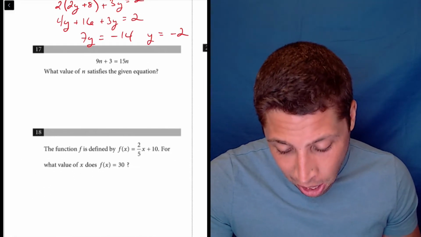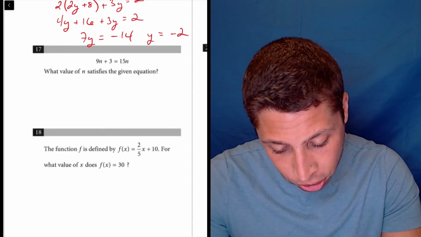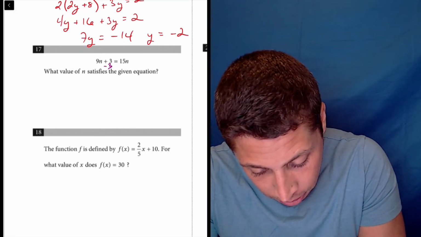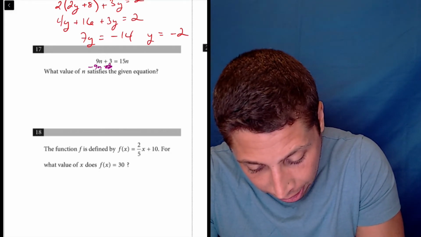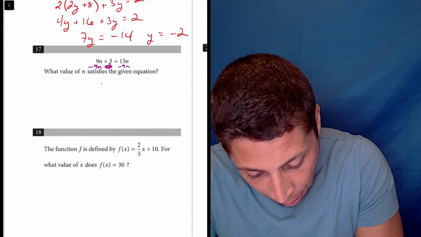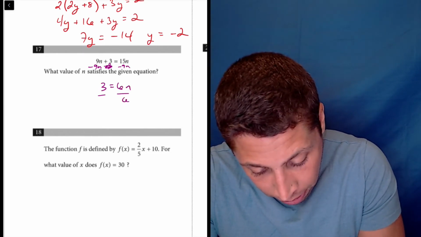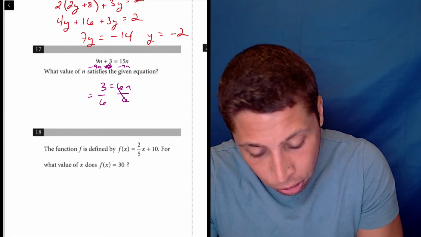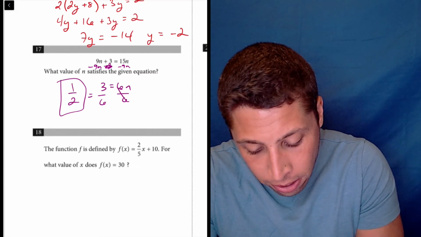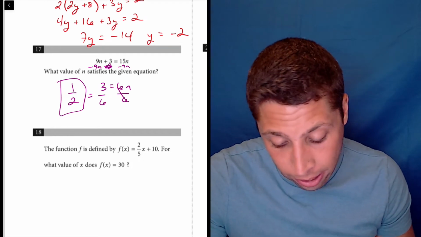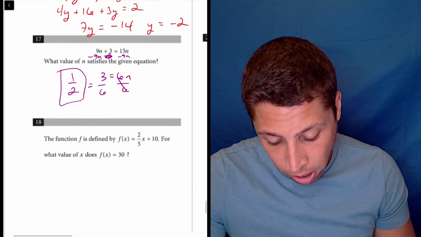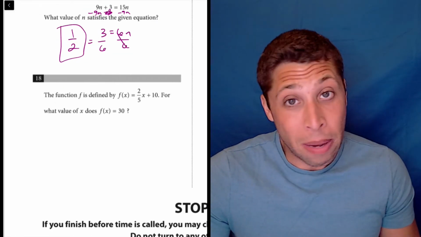What is the value of n that satisfies this equation? Okay, well, so let's subtract 3. Oop, nope. Let's subtract 9n. And we get 3 is equal to 6n. So we divide by 6. And we can reduce 3 over 6 to 1/2. You can bubble it as 1/2. You can bubble it as 0.5. But yeah, seems right. These are easy questions here.